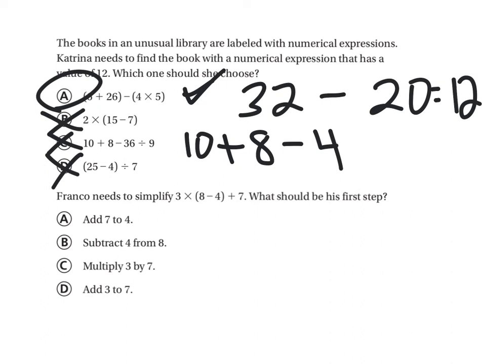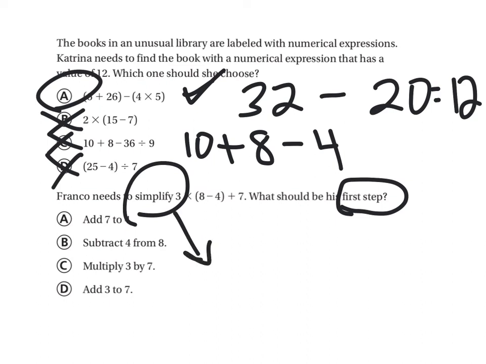And it says, Franco needs to simplify 3 times, open parentheses, 8 minus 4, close parentheses, plus 7. And then they want to know which should be his first step. So really and truly, the key here is knowing what comes first. Now, something else I'm going to circle is the word simplify.